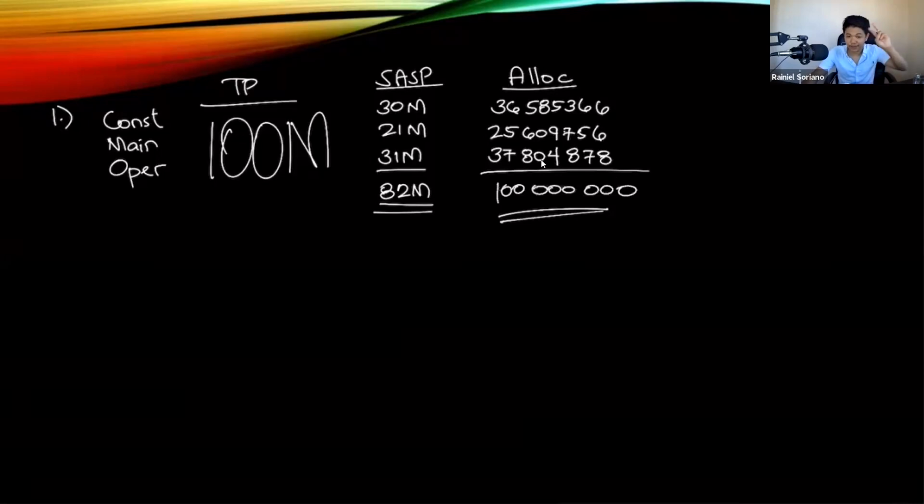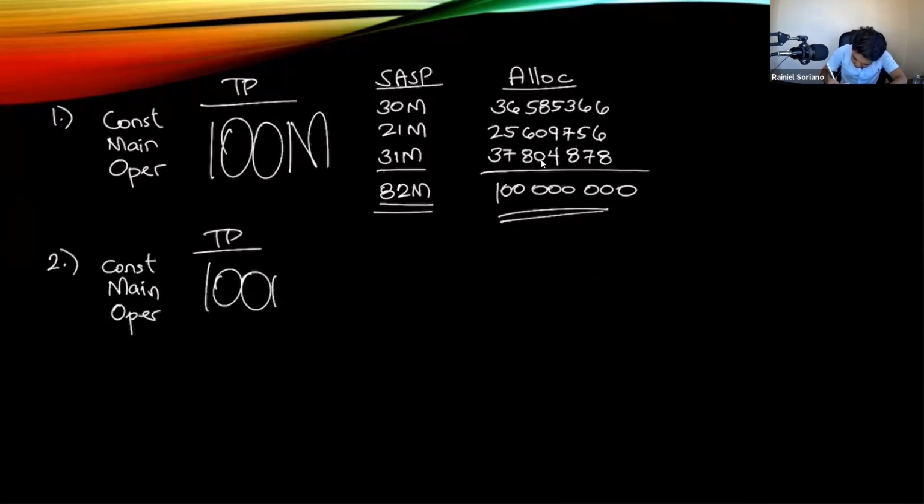Okay? Method number 2, cost plus a margin approach. So I will put here number 2. So construction, maintenance, and then operation. Once again, the transaction price is equal to 100 million, and the standalone selling price of the construction is 30 million, 21 million for the maintenance. For the operation, let's see.